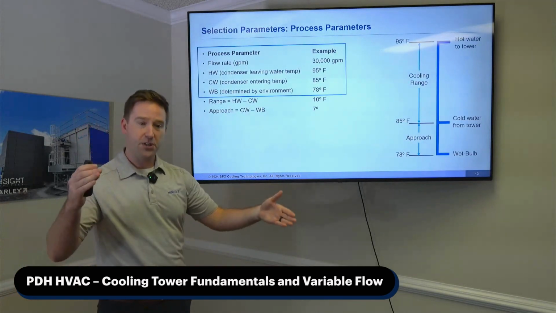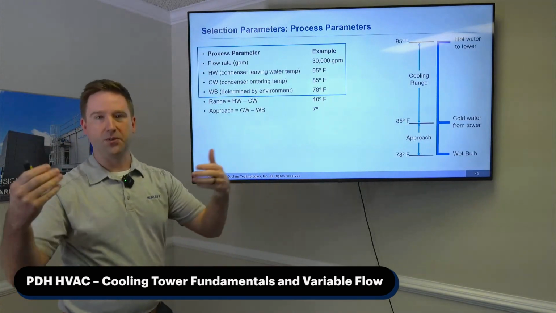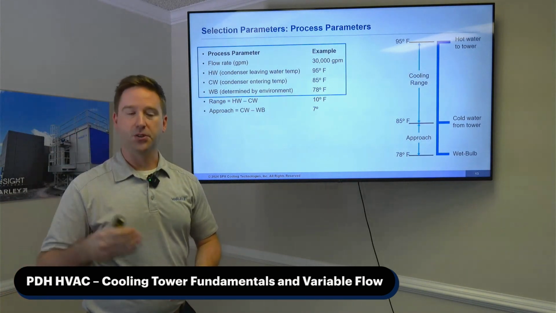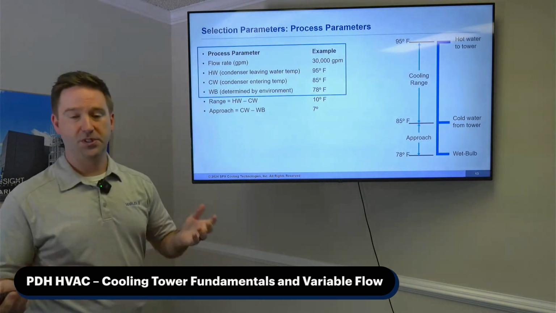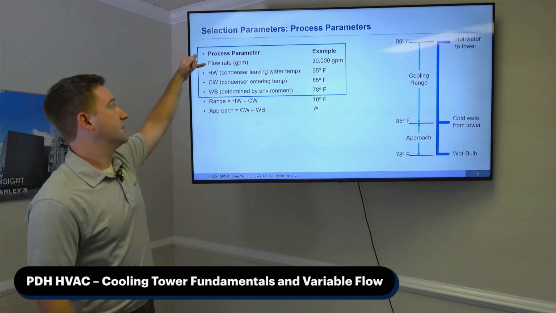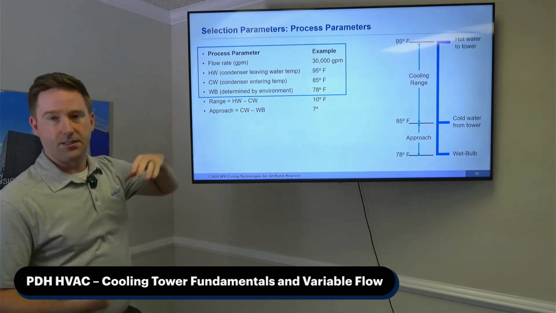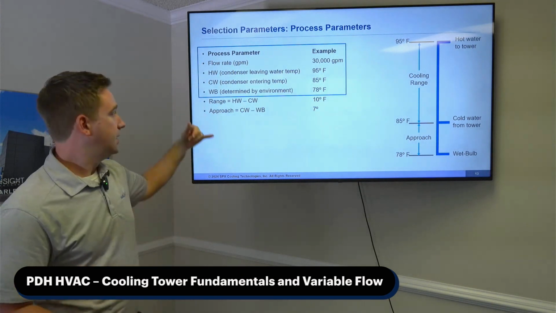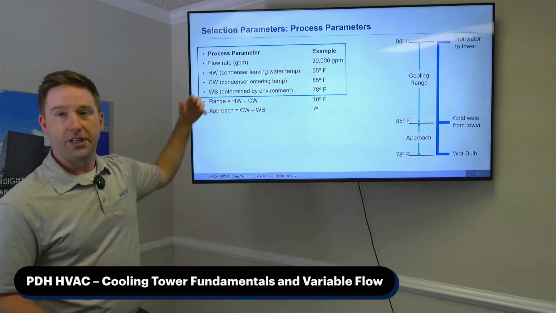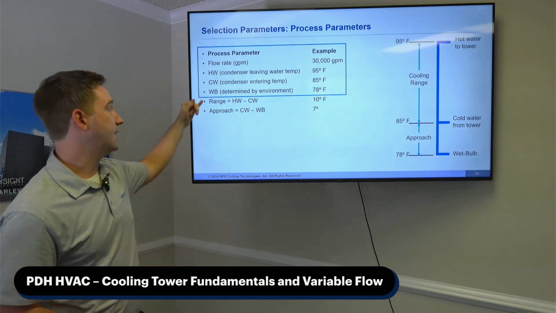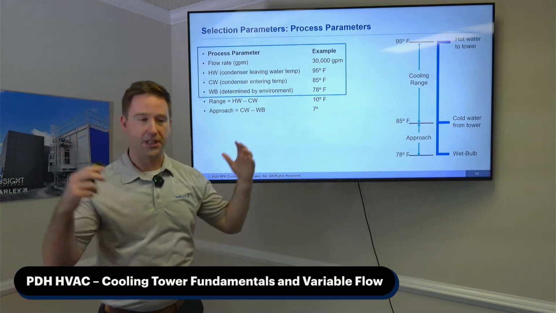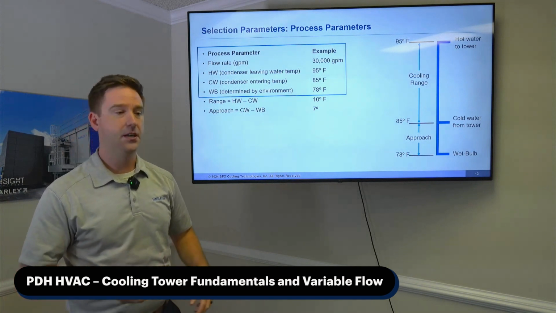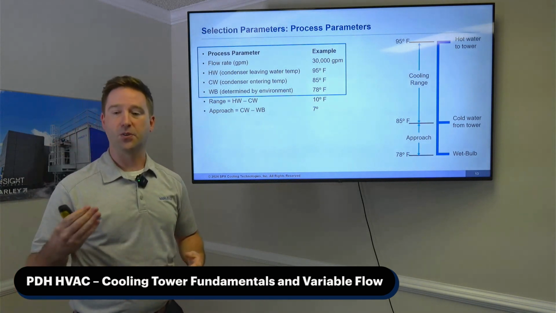And I want to talk about the 4 pieces of information that, if you give them, we'll be able to design things perfectly to meet your specific requirements. So if you give us your flow rate that's leaving the chiller, the hot water temperature that's leaving the chiller, the cold water temperature that you want coming back to the chiller, and then your wet bulb temperature, which again, that's your environment, your dew point. If you give us those 4 things, we're going to be able to design a cooling tower that will meet your needs.